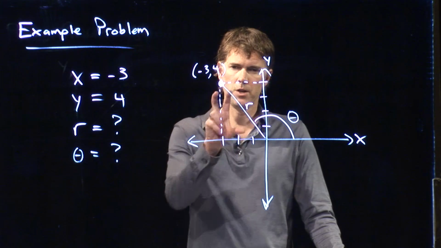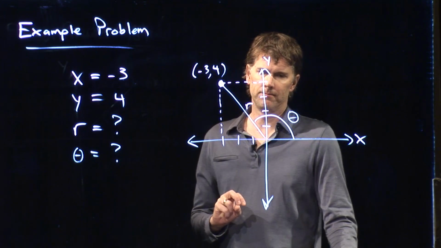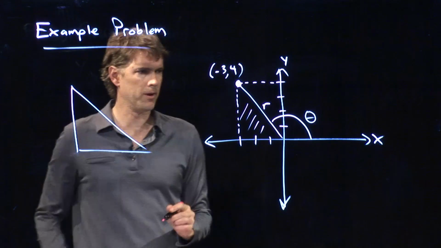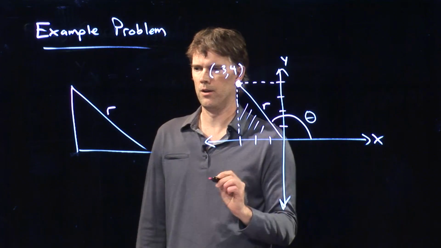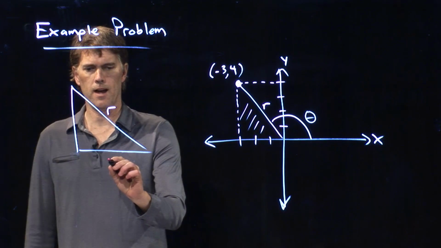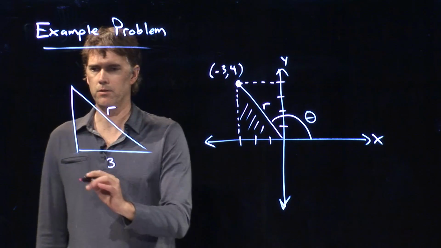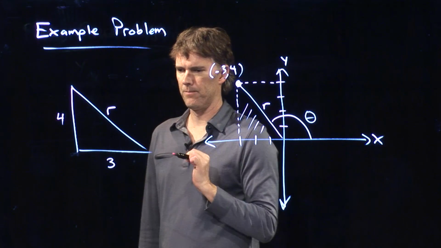And let's redraw this triangle to visualize that. Okay, I've taken this triangle right here and I've redrawn it right there. The hypotenuse of the triangle is r. The bottom of the triangle has a magnitude of 3. We know it's negative, but it has a magnitude of 3. And we know that the vertical side is 4.